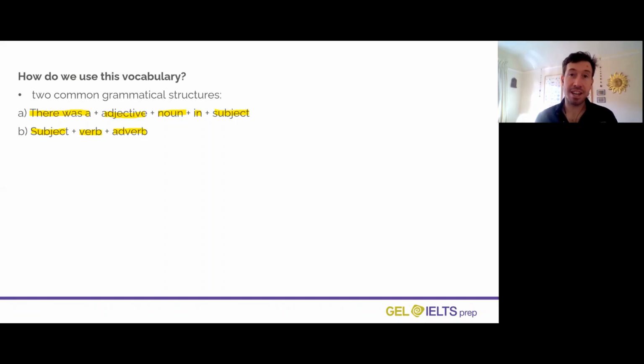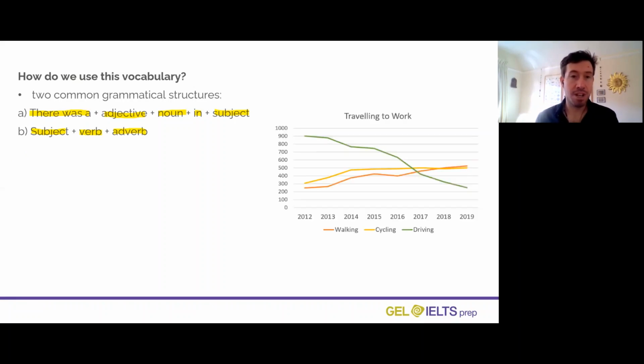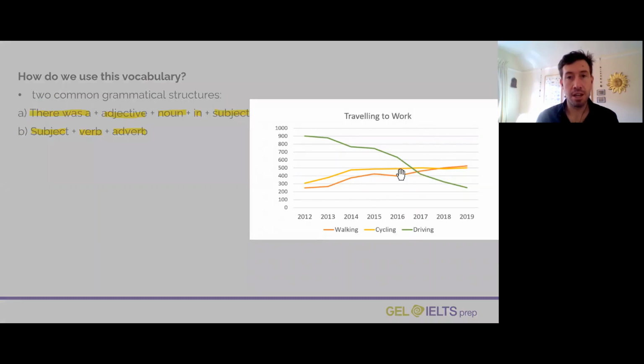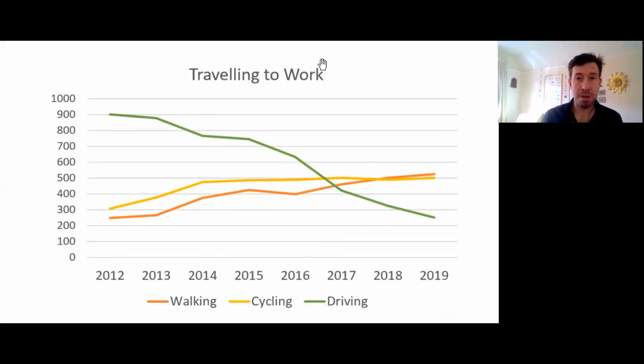Now let's take a look at an example graph. So we can see here, this is talking about people traveling to work and different ways for them to travel to work. So you've got the red line is walking, cycling, and driving. Let's see, driving goes down. Walking and cycling both go up.